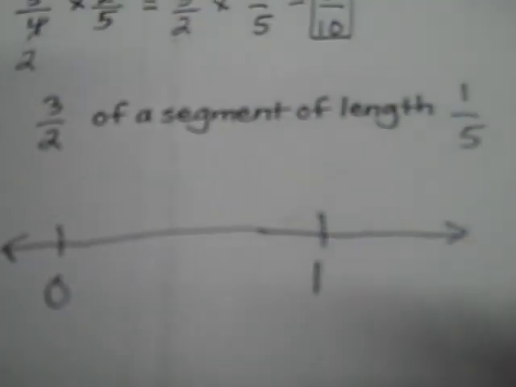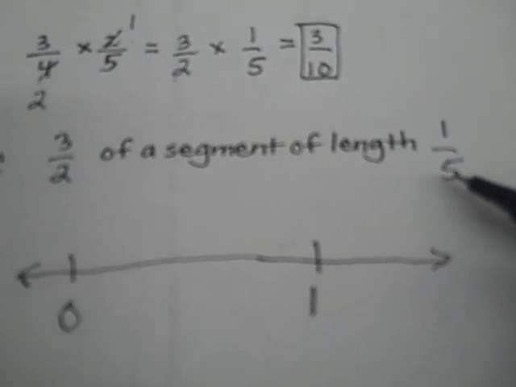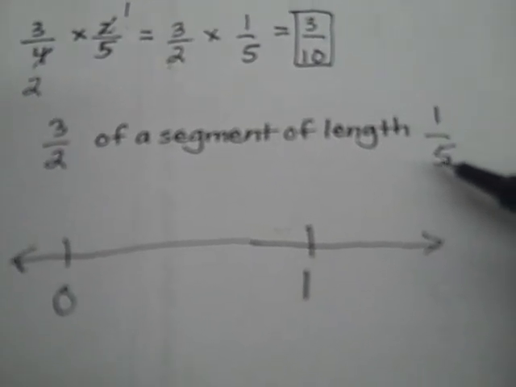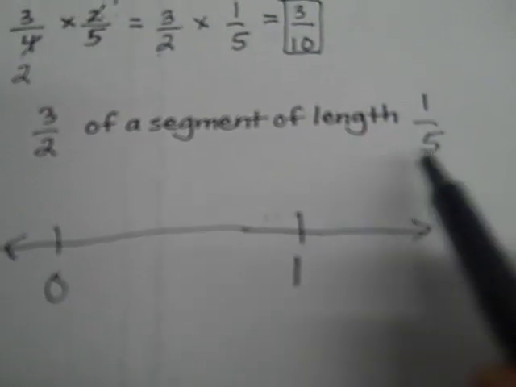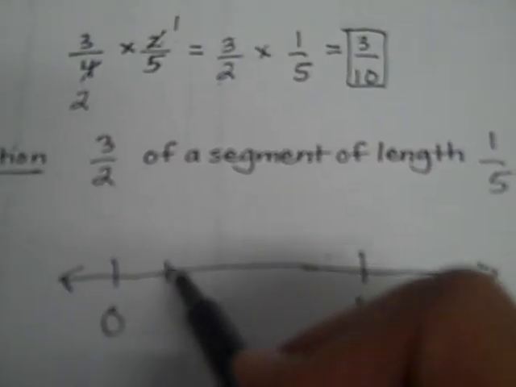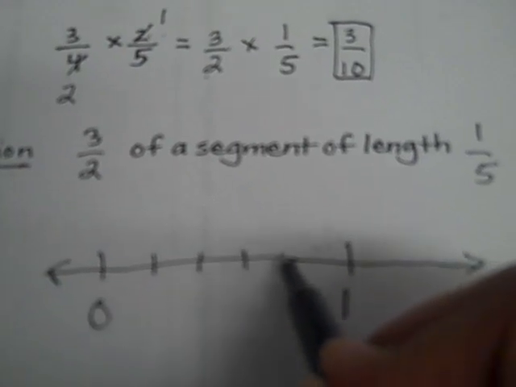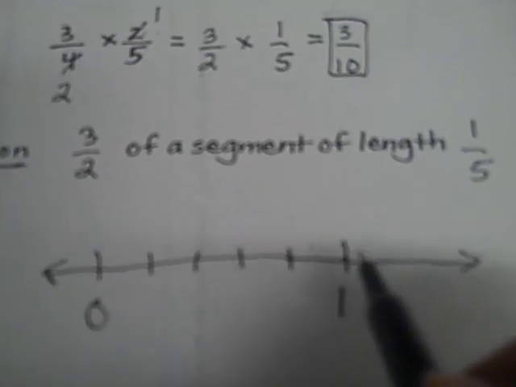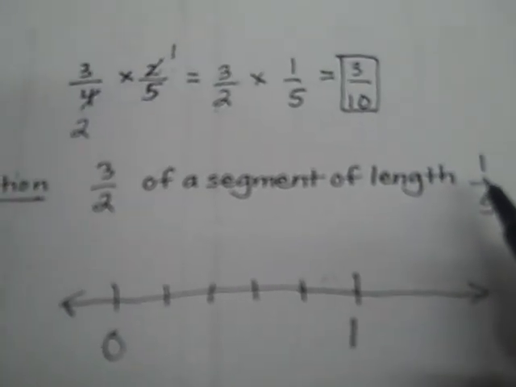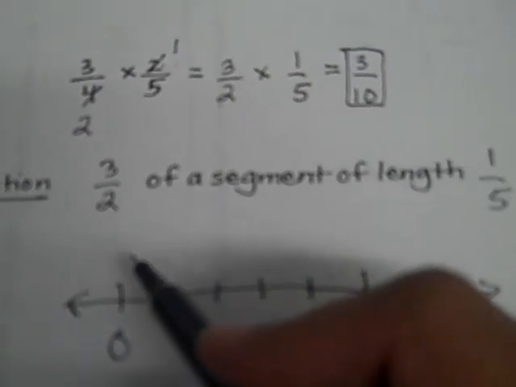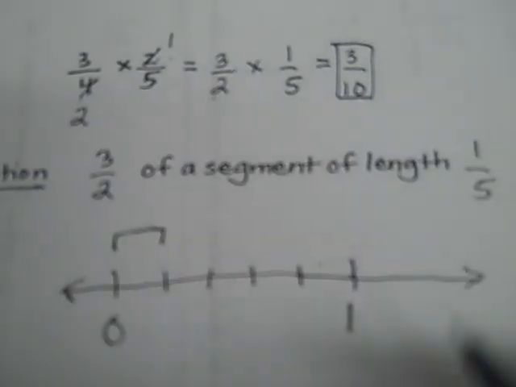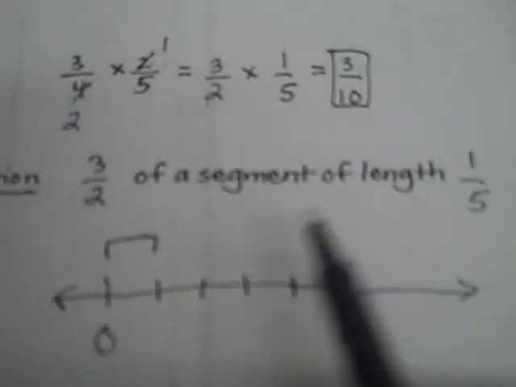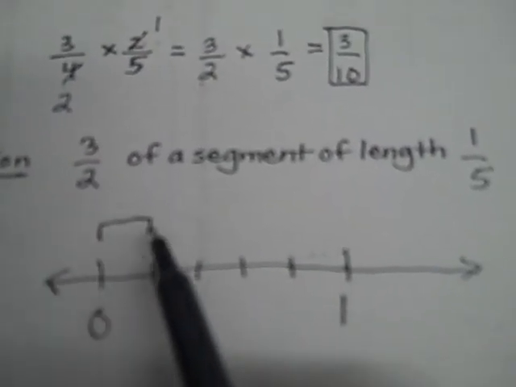Okay? Now, I'm going to split, because that's what my denominator means. I'm going to split my whole from 0 to 1 into 5 equal pieces. So I have 1, 2, 3, 4, 5 right there. Okay? And now I only want to take 1 of those fifths. So let me start at 0. And that's 1/5 right there. So literally, this is the length that I'm looking at, 1/5.